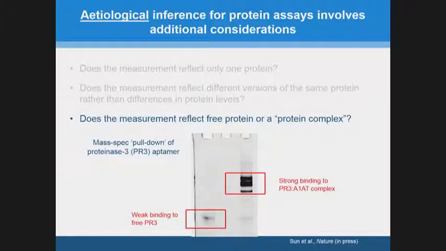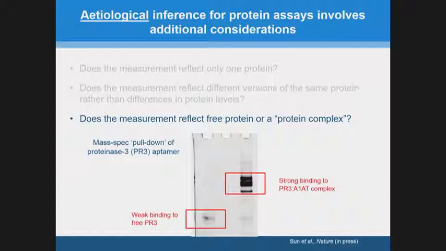A further question is the readout telling us about the free protein that's circulating in plasma, or is it telling us about groups of proteins that are sticking together, the protein complex? So here is an example where we were investigating one particular protein, proteinase 3, and we know that one of its ligands is alpha-1 antitrypsin. And so the question that we asked, together with our collaborators at SomaLogic, is this aptamer binding to this complex, or is it binding to the free PR3? And as you can see from this gel, it's actually the complex.